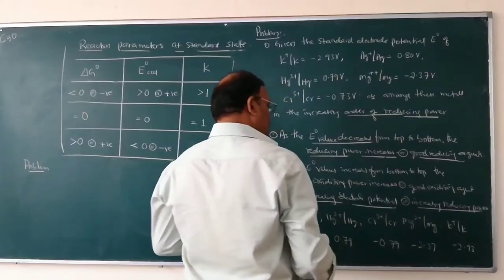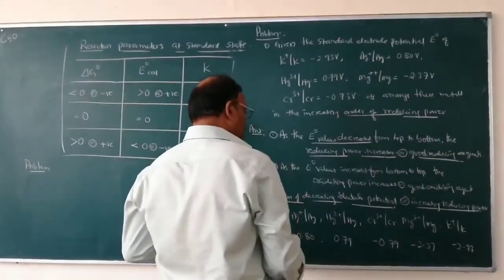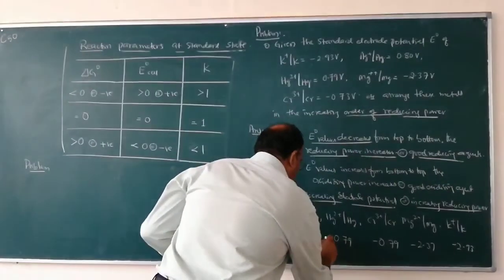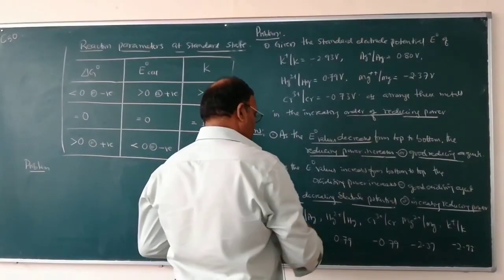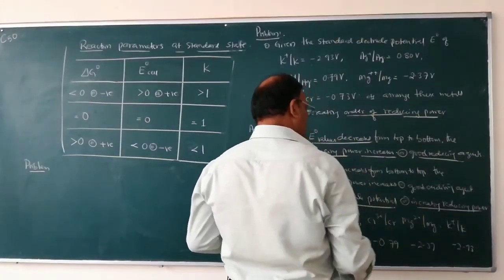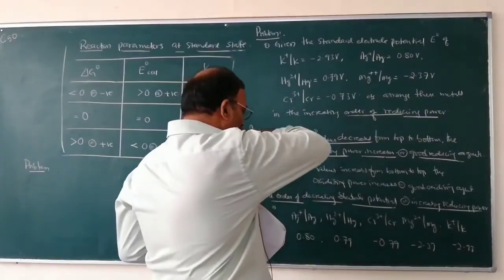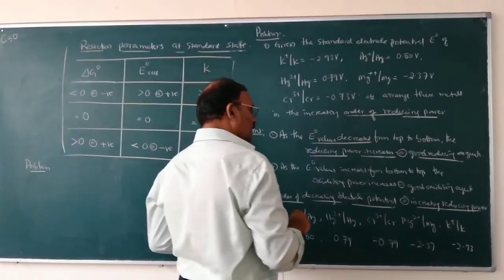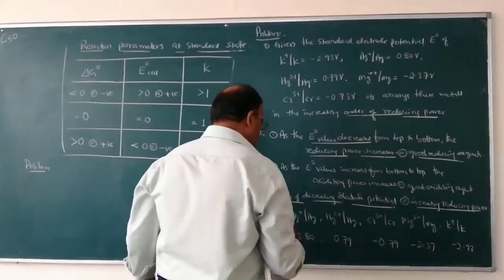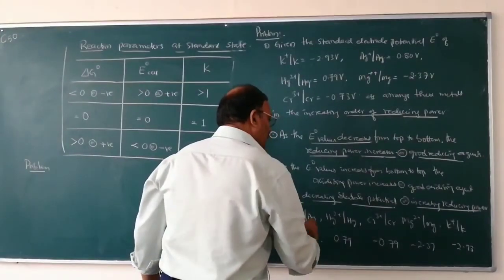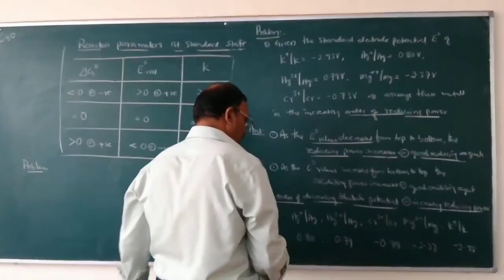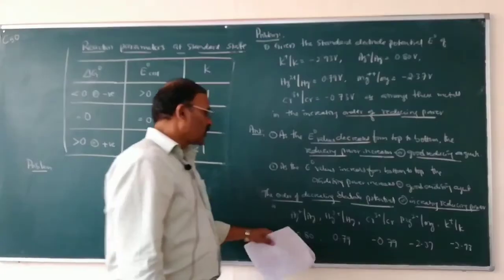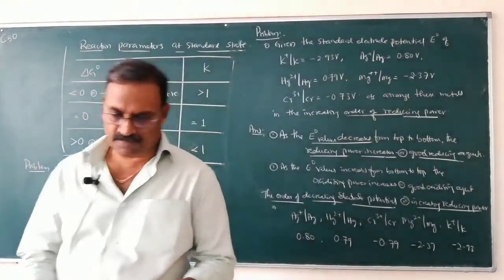So this is the decreasing order of their reduction electrode potential, or increasing order of their reducing power. This is the increasing order of their reducing power. Understand? So you have to write like this.